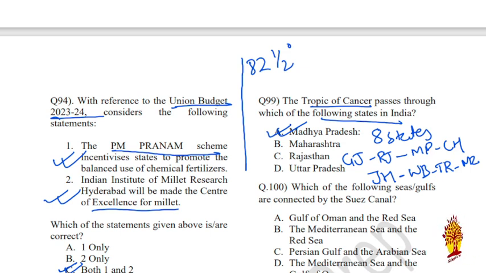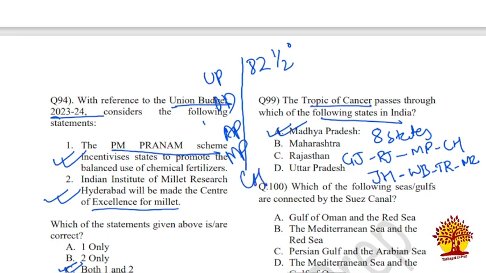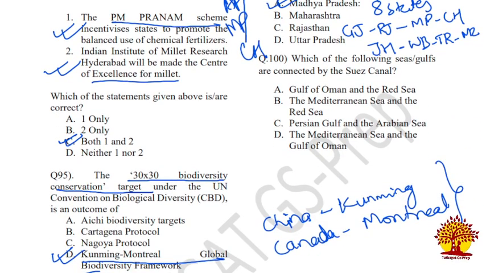82 degree 30 minute east passes through city called Mirzapur in Uttar Pradesh, and it passes through 5 states: Uttar Pradesh, Odisha, Andhra Pradesh, Madhya Pradesh, and Chhattisgarh. Next one, 100th question and last one.